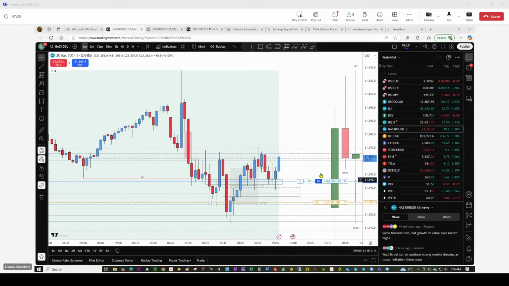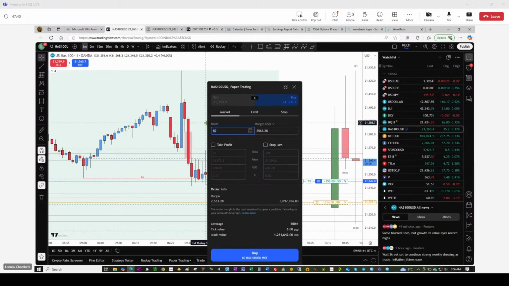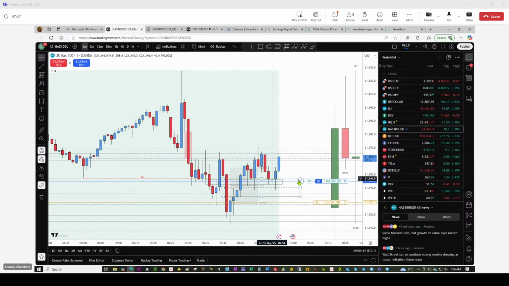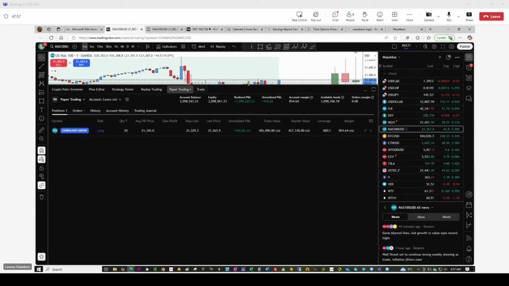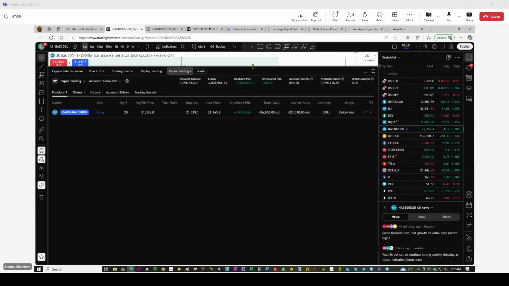I'm just keeping my lot size low, my position size low, because of the news. I typically buy 100, but I'm keeping it low here. So 4 more minutes.